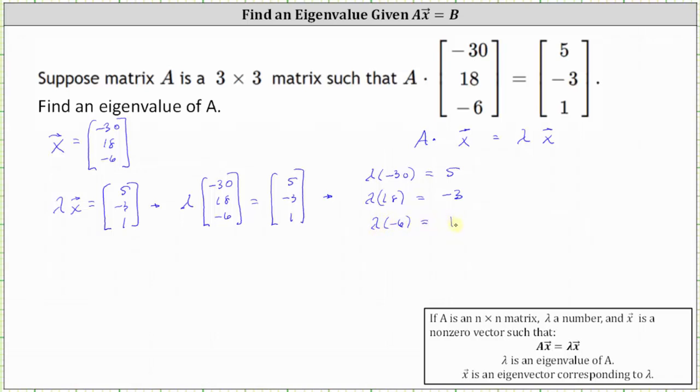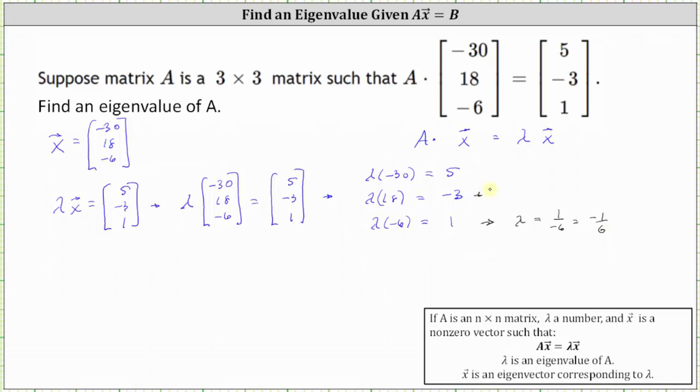We will get the same value for lambda from each equation, so we can simply pick one equation and solve for lambda. For example, if we solve this last equation for lambda, we would divide both sides by negative 6. Lambda equals 1 divided by negative 6, or negative 1/6. And we'll get the same result from the other two equations. Let's just go ahead and show that.